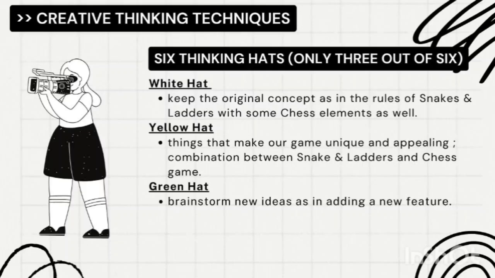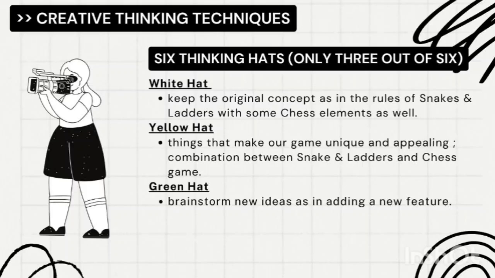Besides that, the yellow hat is more about highlighting benefits and positive aspects of the game. For this one, we identified what makes our game appealing and unique. For instance, since the game is a combination of snakes and ladders and chess strategy, it could give players a more engaging experience. Not only that, it also involves risk management and competitive interaction between players.